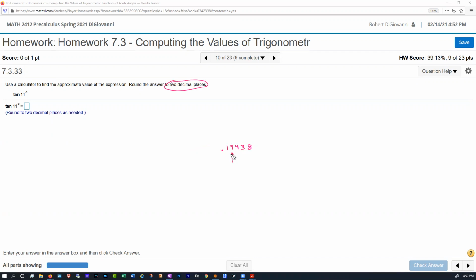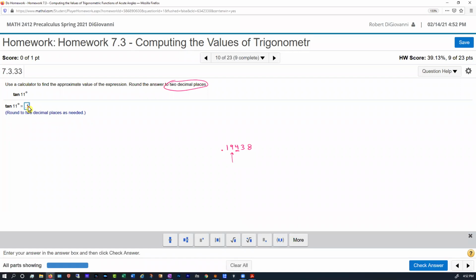So I go to the second decimal place. I look to the right. I have a 4, which means I do not round that 9 up. So it's just going to be 0.19. Had that 4 been a 5, I would have rounded this up, and that 9 would have become a 0 and carry the 1. It would have become 0.20, but that's not what I had. So 0.19.